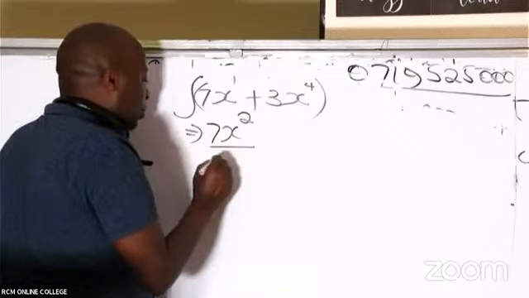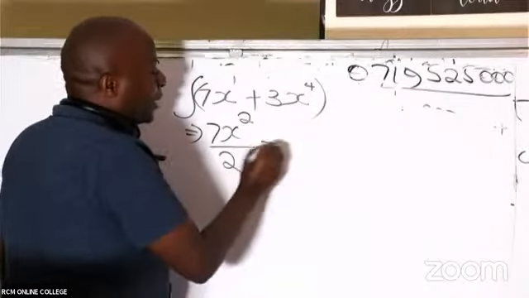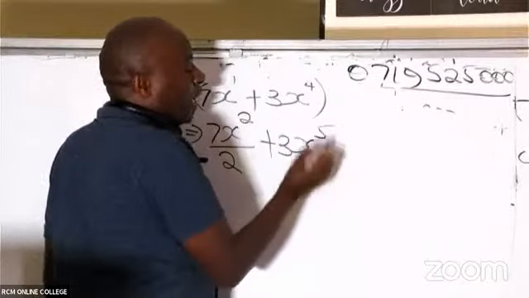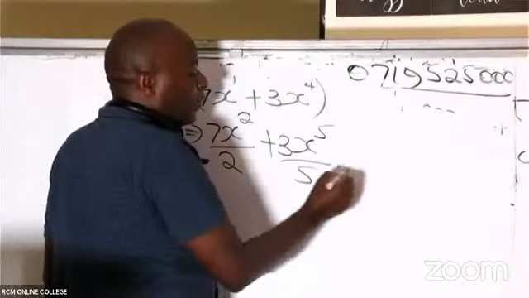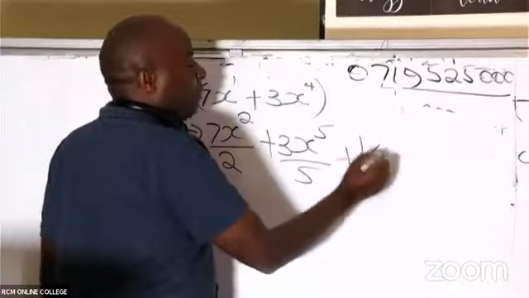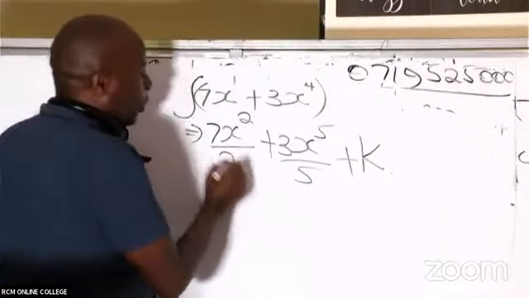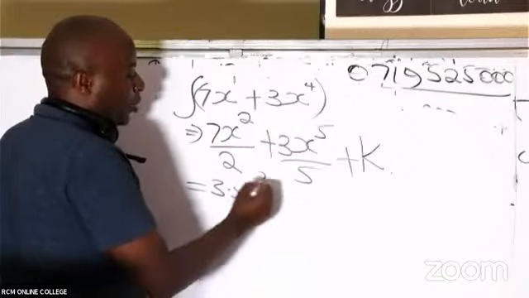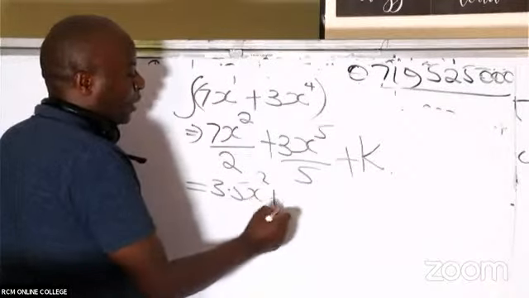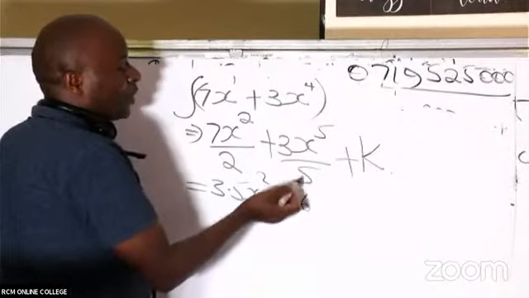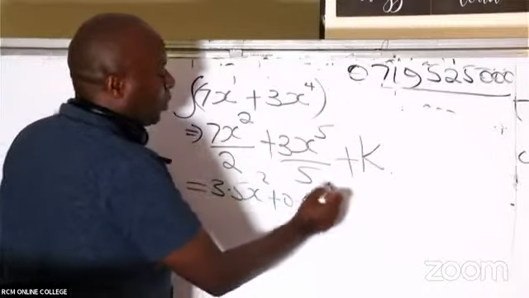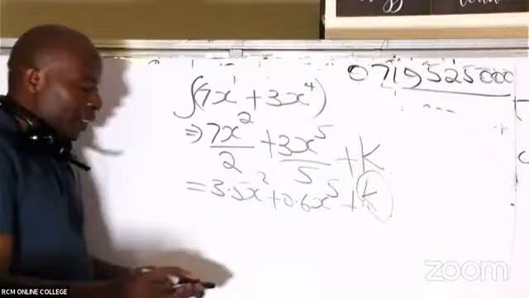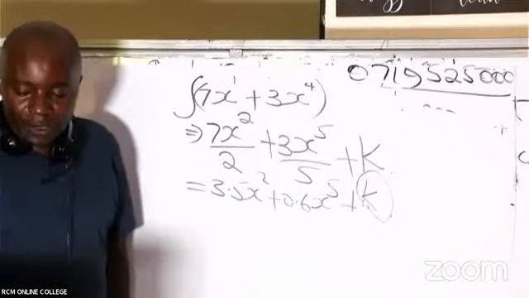Don't forget the concept of dividing by the new power. Plus, ladies and gentlemen, we have here 3x raised to power 4 plus 1 gives me 5. Divide this by 5. So at the end of the day, we have plus k. And then, of course, 2 and 7 will be able to cancel each other, giving 3.5x squared. This can be taken as 0.6 if you so wish, but you can leave it like that. 0.6x raised to power 5 plus K. So this K is the constant of integration.